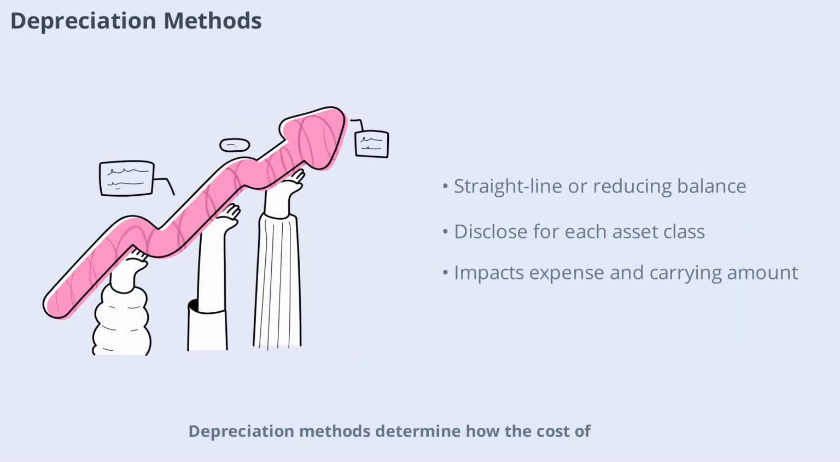Depreciation methods determine how the cost of PPE is allocated over its useful life. Common methods include straight line and reducing balance. Companies must disclose the depreciation method used for each asset class, as this affects both the expense recognized and the carrying amount reported. Accurate disclosure supports informed decision-making by users of financial statements.